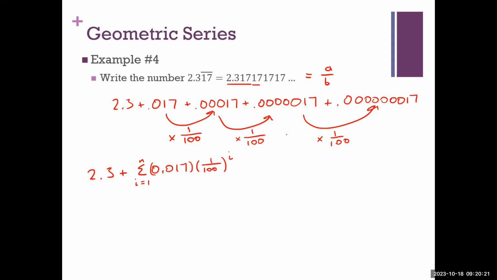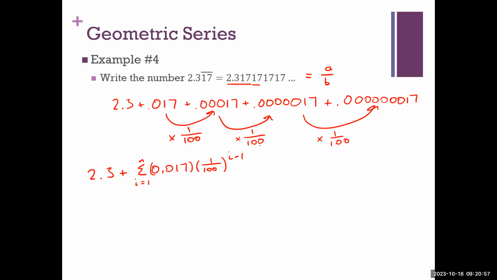Is this going to work for what I want to do with it? I think it does need to be i minus 1. But I want the first term to be 0.017, right? Which means I want the first power on 1 over 100 to be 0. So we got a geometric series. First of all, do we agree that this geometric series does the thing that I actually want to capture? I'm going to capture that repeating decimal pattern. Okay. Is it going to converge?